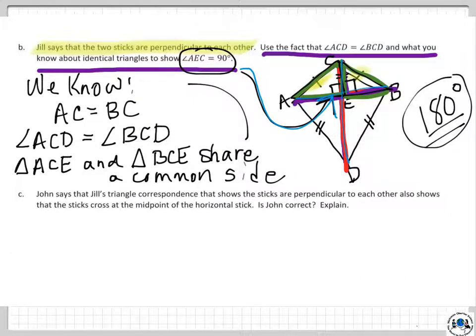We have AE right here, and we have BE. We know that they are equal. So if they are equal, that means that E is indeed the middle point. So, yes, John is correct, because they do cross right there at that middle point. So John's correct there.